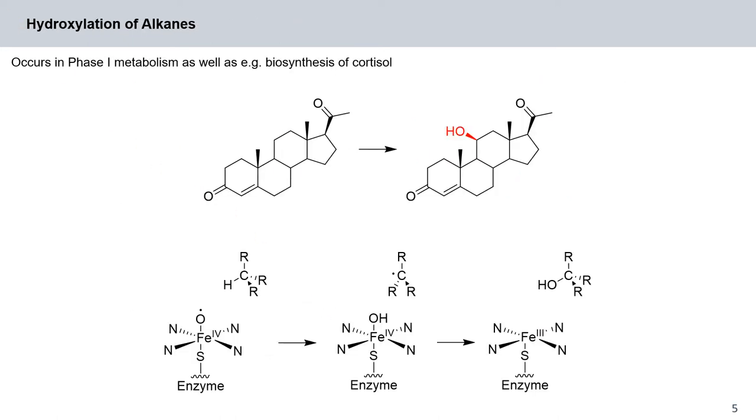Radical processes are of particular interest in biosynthesis. So here we see the hydroxylation of an alkane to give us this molecule here, which is cortisol, a steroid hormone. The responsible radical species which performs this hydroxylation is an iron oxo complex, usually in an enzyme. Here you have essentially your iron 4 attached to sulfur and the rest of the enzyme, surrounded by 4 nitrogen coordination sites. Usually this is a type of porphyrin ring.